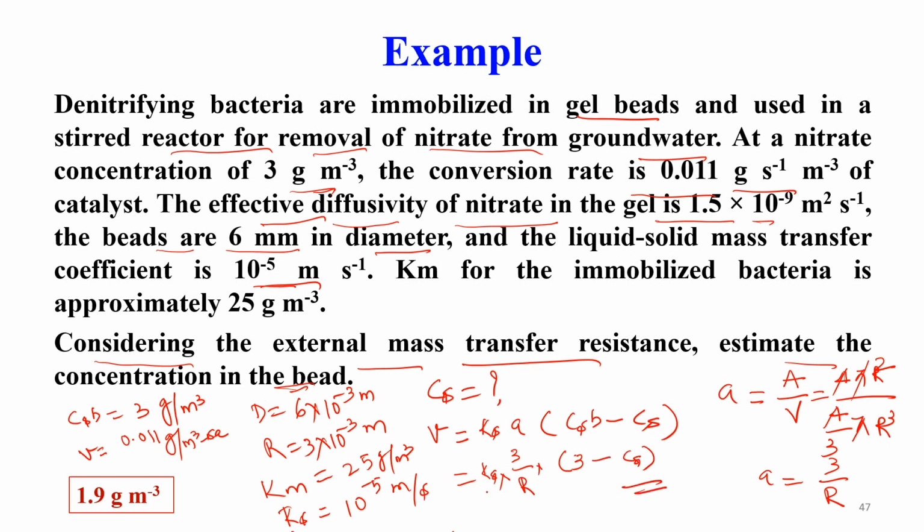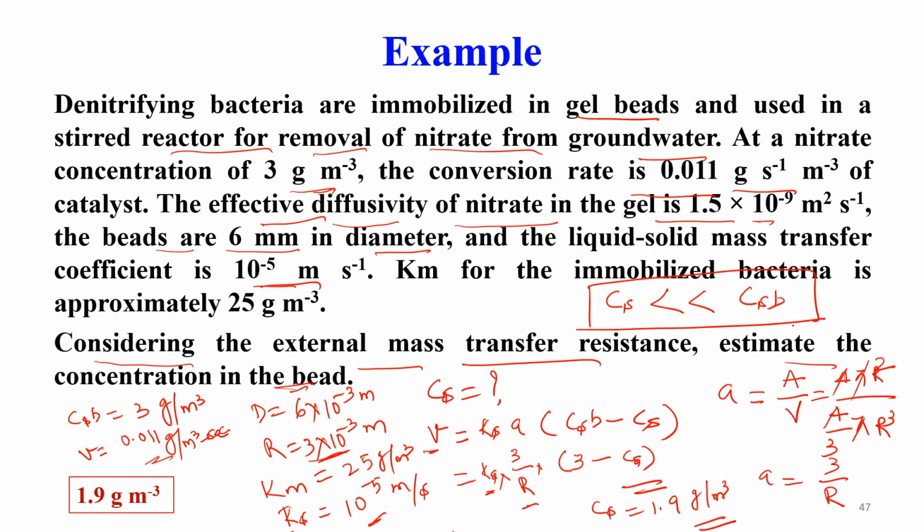So, all other parameters are there. What is the value of Ks? It is 10 to the power minus 5, R is 3 into 10 to the power minus 3, V is 0.011 gram per meter cube into second. So, if you put these values, you will get the value of Cs as 1.9 gram per meter cube. So, you can see there is a significant decrease in the concentration. Cs is much lower than Csb. This is the effect of external mass transfer resistance.